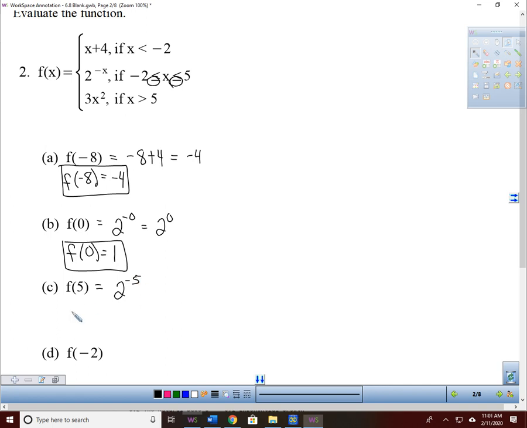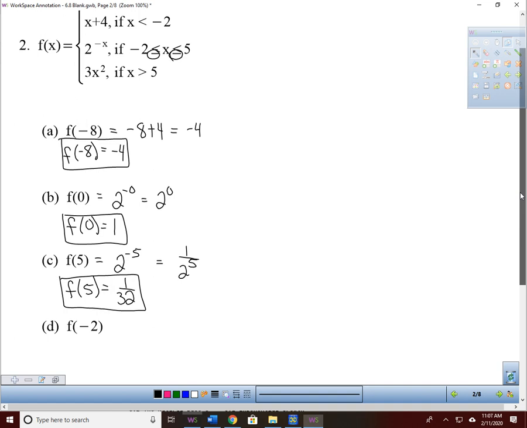All right, and you can just plug that into your calculator. That's fine. It's going to give you 1 over 32. If you want to think about it, I would need to flip it to get rid of this negative, so this would be 1 over 2 to the +5, and 2 to the 5th is 32.